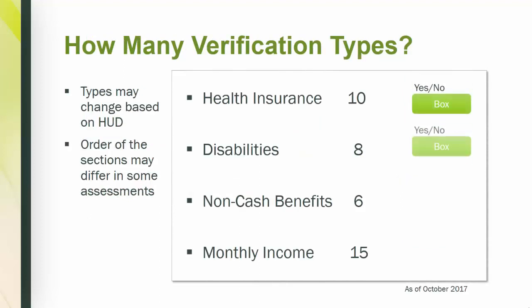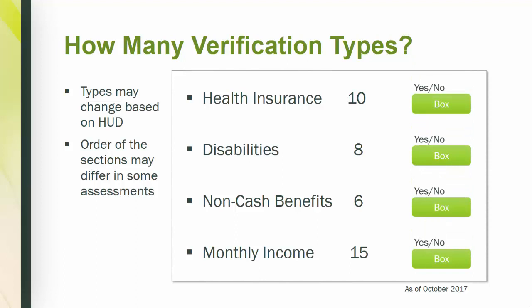So how many verification types are there? Well, let's take a look. Health insurance has 10 types in total, disabilities, 8 types, non-cash benefits, 6 sources, and monthly income, which is very important for reporting, has the most at 15 different sources to verify.